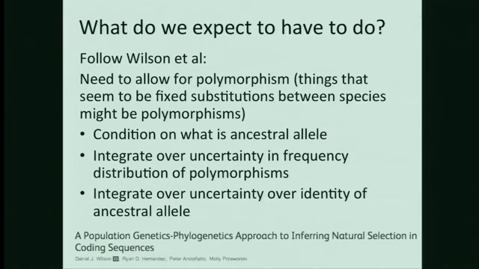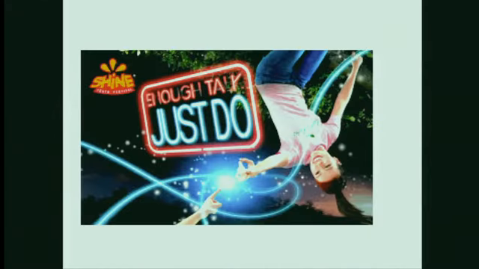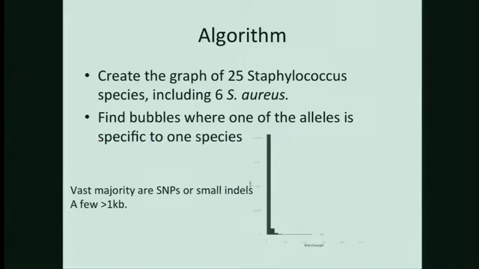So the plan was, do the stupid thing, show it doesn't work, try this, show it was better. So okay, I should just do it. That's enough talk. Okay, so I create the graph of, I'll take 25 staph species, including 6 Staph aureus. I look for bubbles in the genome where one of the alleles is specific to one species, and the other side I don't care. But basically what I'm doing is I'm looking for bits of the graph that uniquely exist in one of those species. And then when I get a sample, I will just see which bits of the graph light up. And on the basis of even something very simple, just a majority call, then say what species you've got.